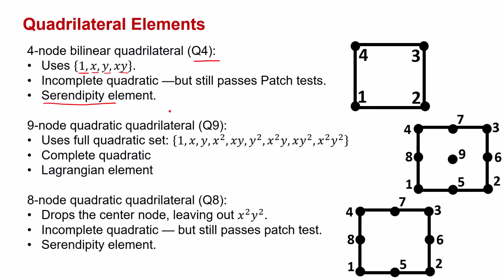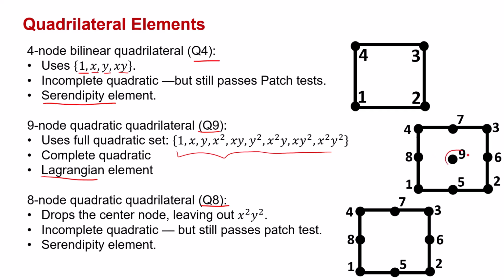Next, we have the 9-node quadratic quadrilateral or Q9. This element uses the full quadratic polynomial set, as you can see here, making the interpolation complete at the second order. Because of this, the Q9 element is referred to as a Lagrangian element, and it provides higher accuracy for problems involving curvature.